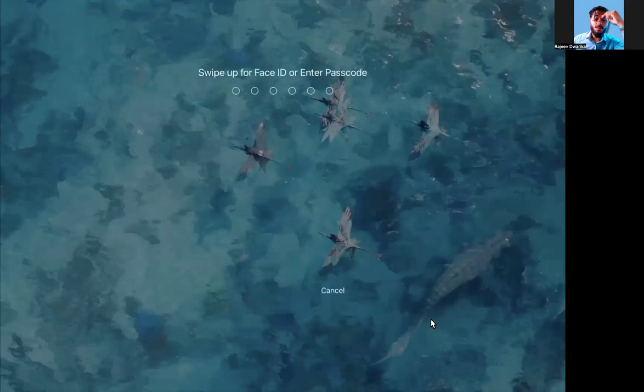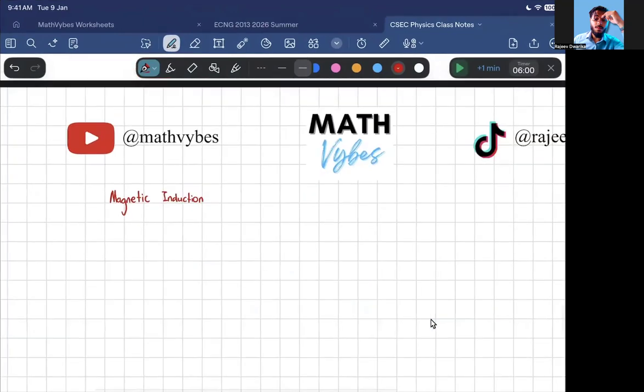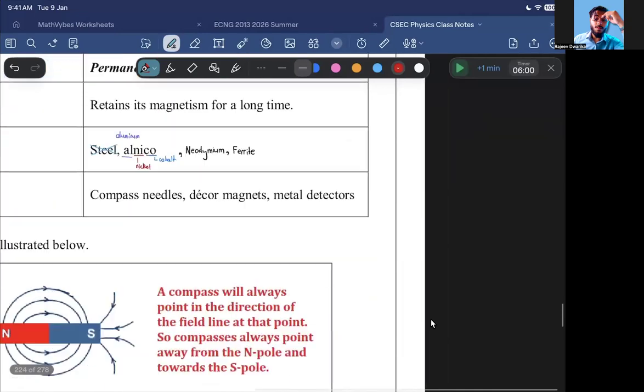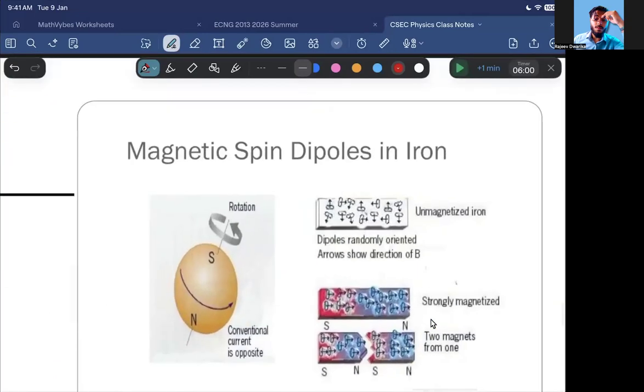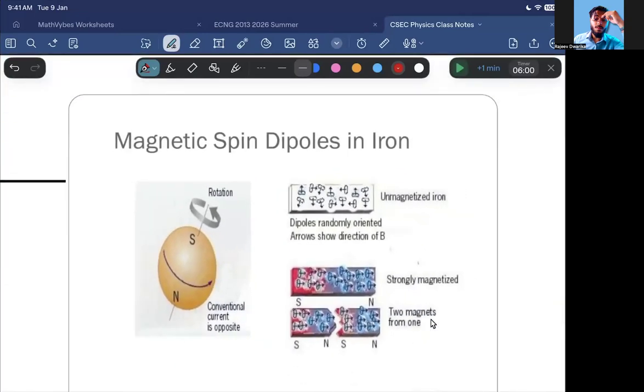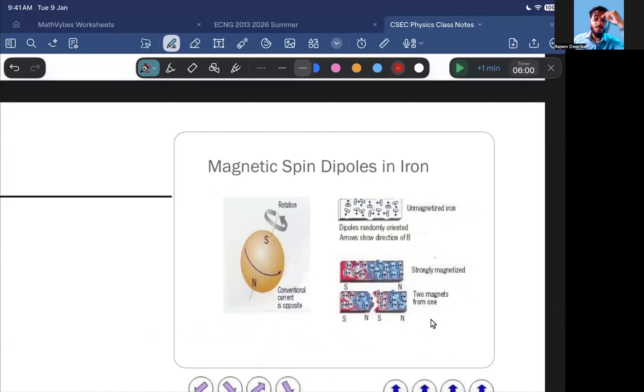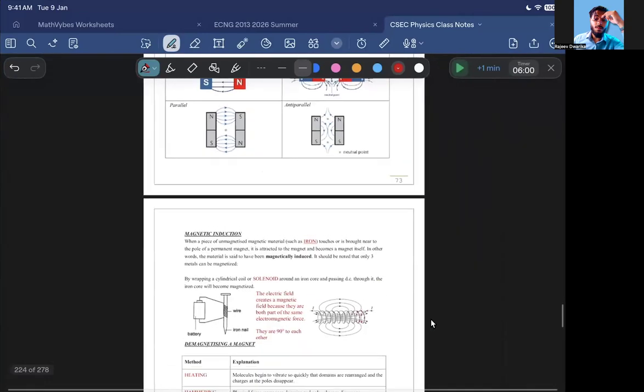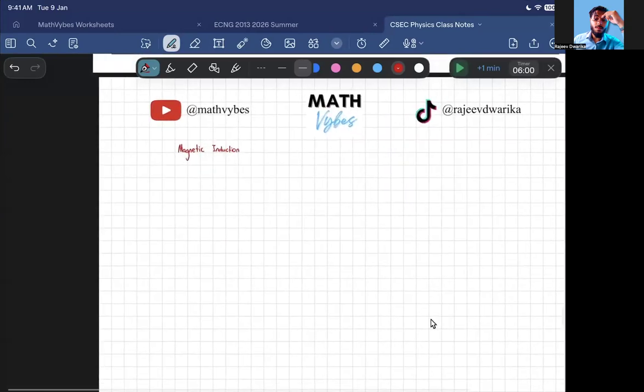Long story short, guys, dipoles are just small magnets. All magnetic materials have dipoles, small atomic magnets. Under normal circumstances, they are in disarray. If you bring a magnet close by, the magnetic field wirelessly causes them to align and act like a magnet itself.